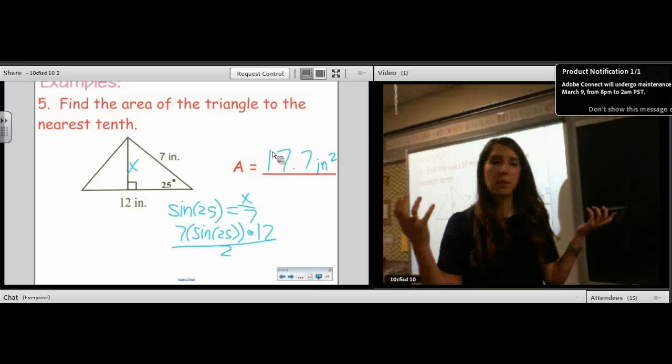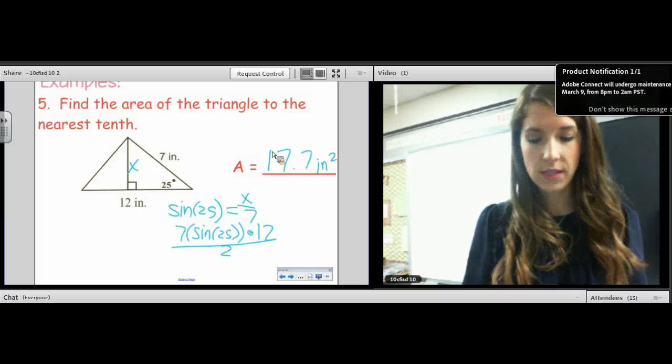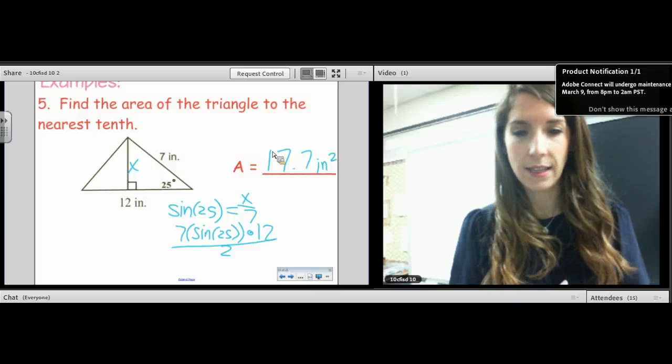Or you could just multiply. Sorry, I got those mixed up. 12 is the base, the other one was the height. You know what I mean. Or you could just take 7 times sine 25 and multiply by 6.